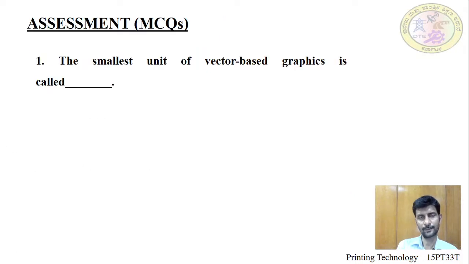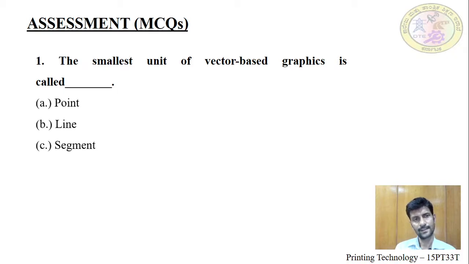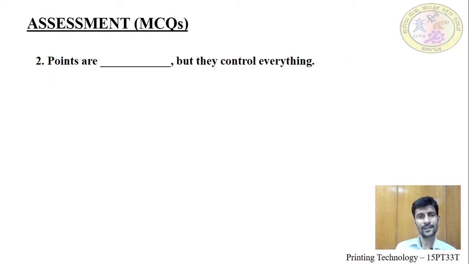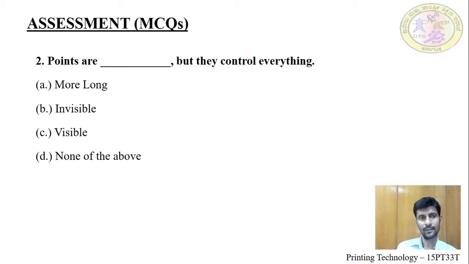Let us now discuss the multiple choice questions. The smallest unit of vector-based graphics is called dash. Let us see the options one by one: point, line, segments, and none of the above. The clue for this question is the smallest unit of vector-based graphics, even in raster it is also the same. The points are dashed, but they control everything. More options: long, invisible, visible, and none of the above. Obviously, points are invisible, we cannot see them, but we can edit them. This is the clue for this question.